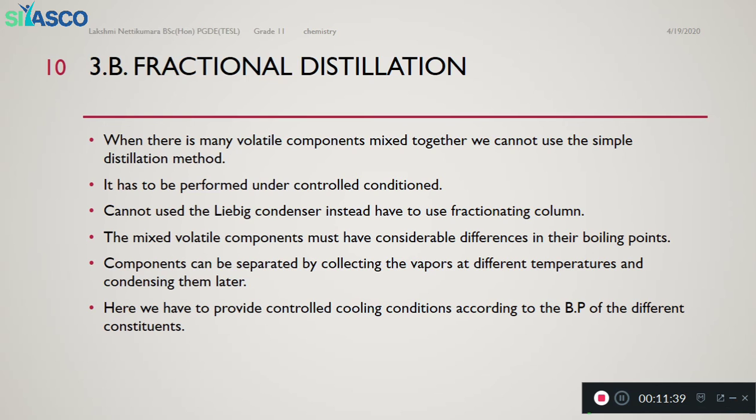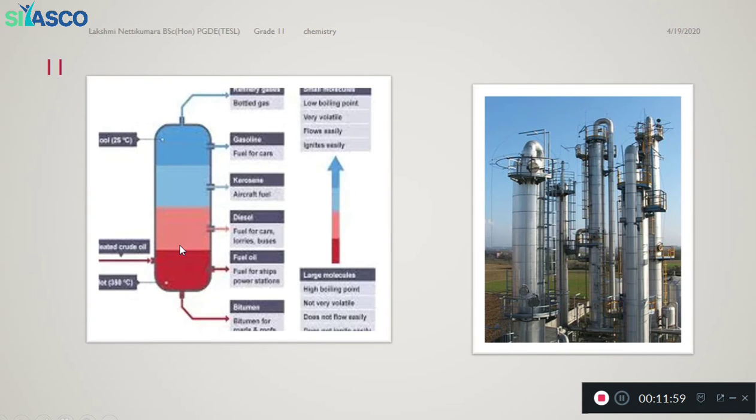If you want to separate alcohol from water, we can use this method easily, because the boiling point of water is 100 while ethanol has 78, so the difference between the two boiling points is 22 degrees centigrade, that is less than 40. So we can use this method. Fractional distillation is done on a large scale to separate different fuels from crude oil. So this is used to separate crude oil.